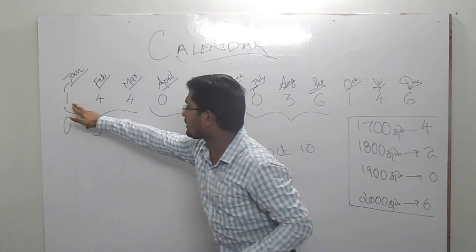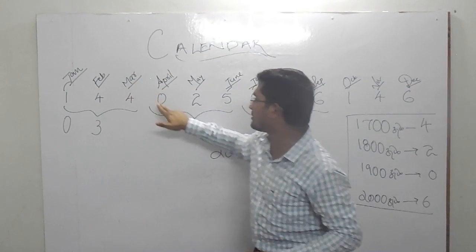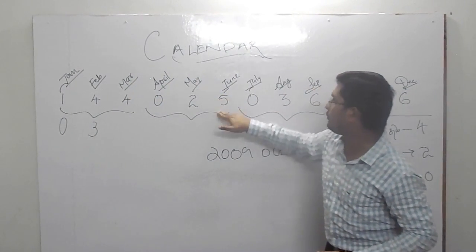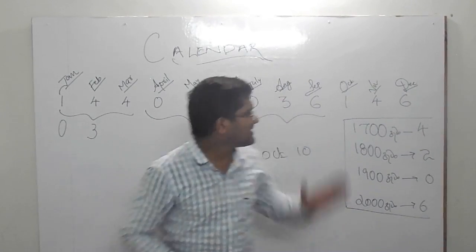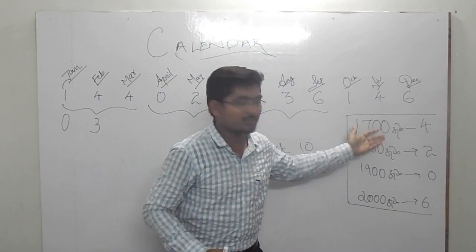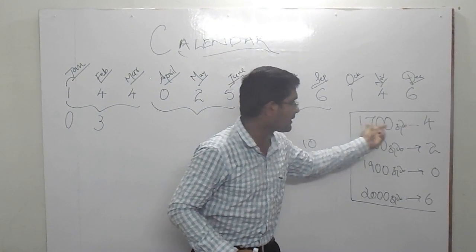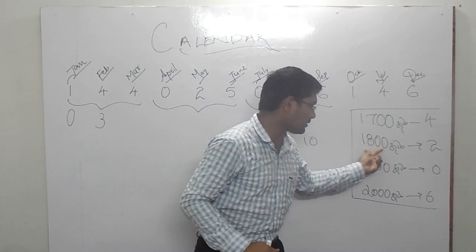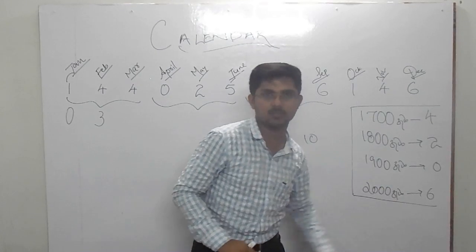That is, 1 is the code for January, 4 is the code for February, 4 for March, 0 for April, 2 for May, 5 for June, 0 for July and so on. So this is the code for months, and the code for century is given by this: the 18th century is 4, the 19th century is 2, the 20th century is 0, and the 21st century is 6.